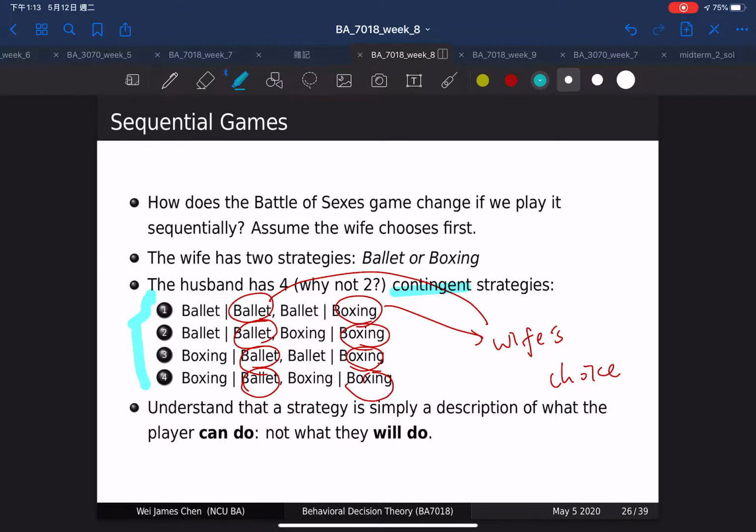No? Okay, so first of all, you understand that the ballet and boxing that I circled here are the wife's choice. You understand that, okay? So this is conditional. Conditional on my wife going to ballet, I will go to ballet. Conditional on my wife going to boxing, I will go to ballet. Do you understand that? That's one possible thing I can do. So that's called a strategy.